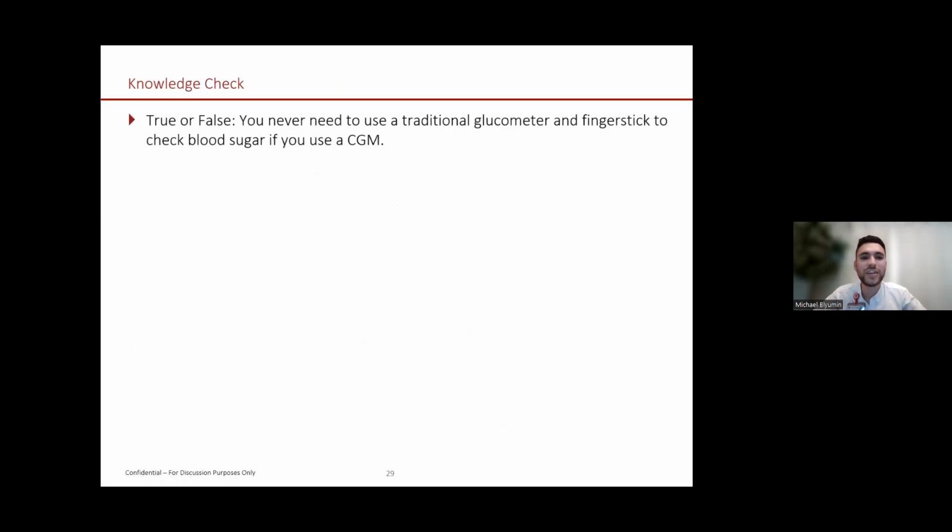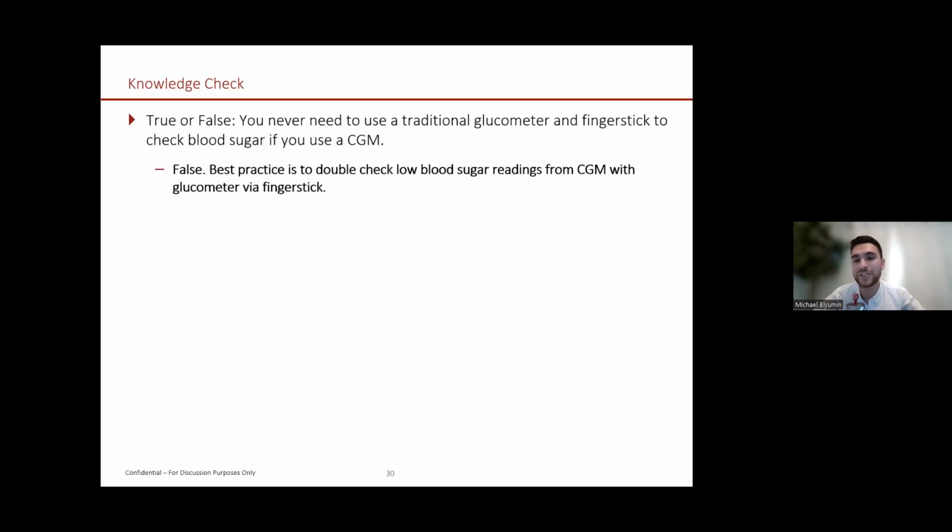Let's do a knowledge check. So true or false, you never need to use a traditional glucometer and finger stick to check blood sugar if you use a CGM. Here the answer is false, because it's best practice to double check our low blood sugar readings from the CGM with the glucometer via finger stick.